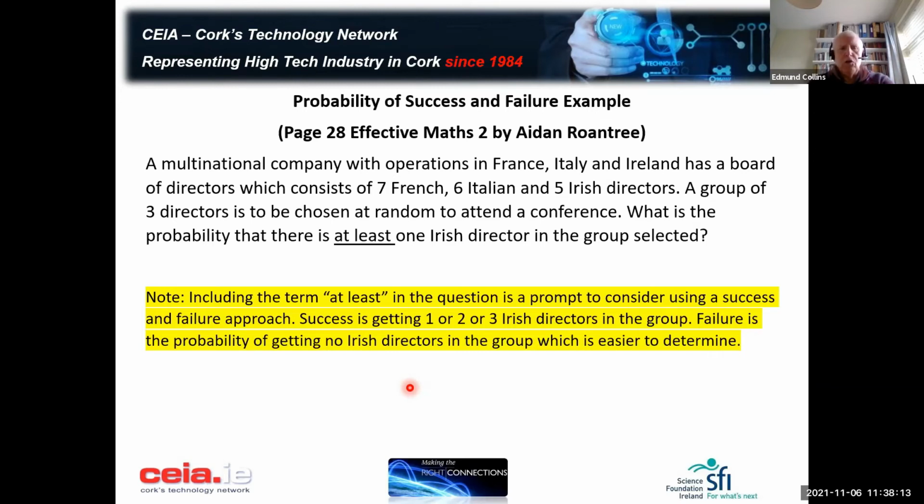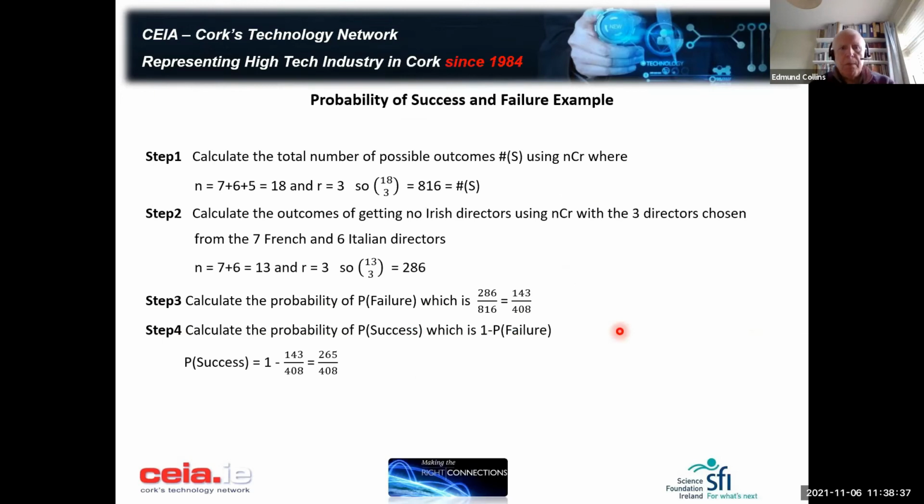Now, note that including the term "at least" in the question is a prompt to consider using a success and failure approach. Success is getting 1, 2, or 3 Irish directors in the group. Failure is the probability of getting no Irish directors in the group, which is easier to determine. So you'll see now from the worked example here. So you should be familiar with the steps here.